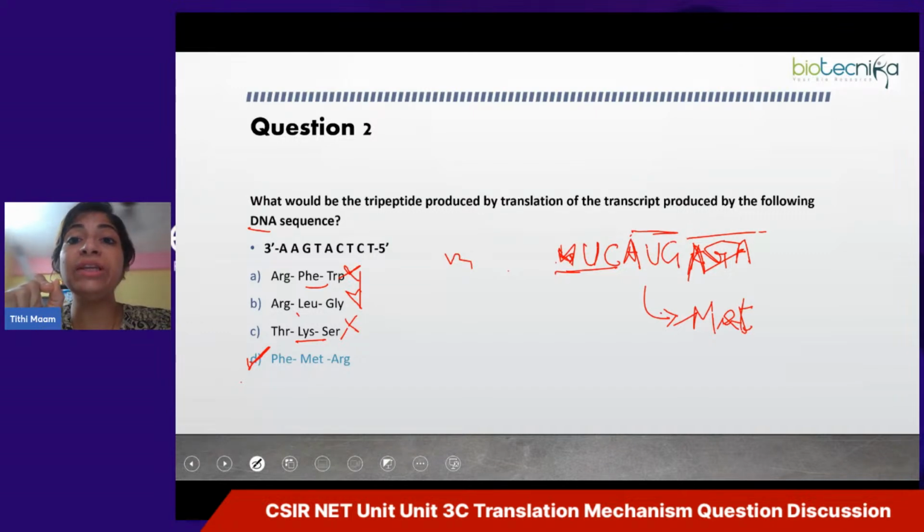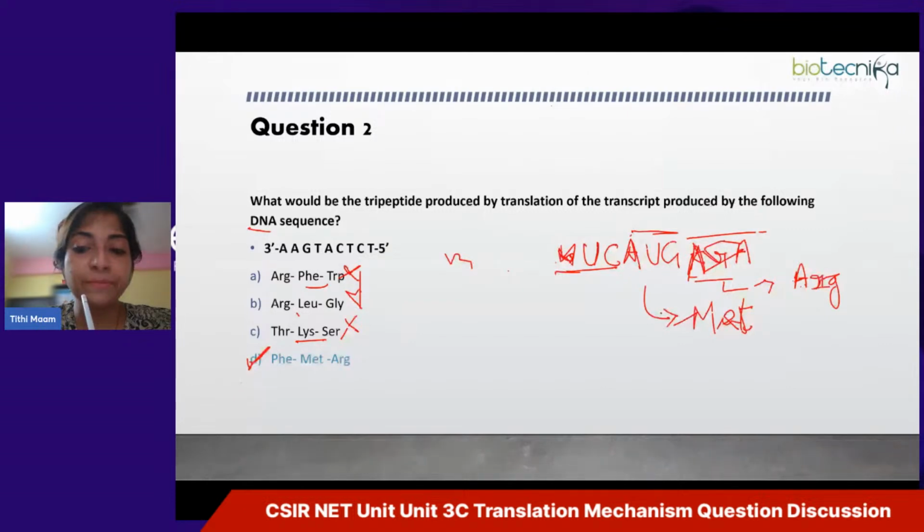At the same time, AGA codes for arginine, we know. How do we know? Because when we talk about the differences in the meaning of codons in mitochondria and cytoplasm, we know that AGA in cytoplasm codes for arginine, whereas AGA is a stop codon in mitochondria. Do you all remember? So from there also we know that arginine can be coded by AGA. AGA is one of the codons for arginine. All right, so the answer will be option D.